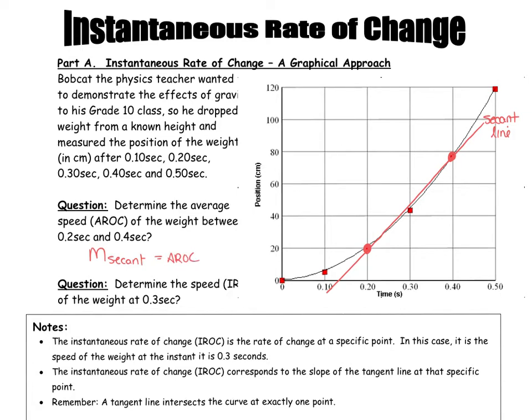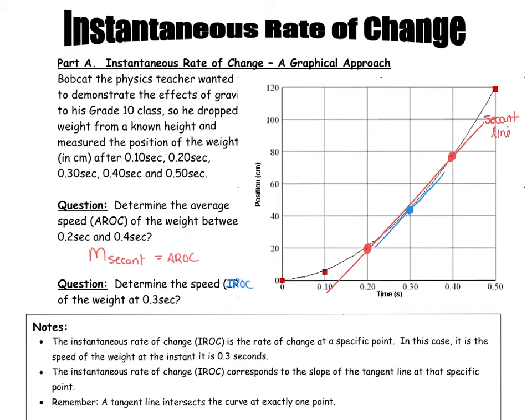Okay, so now the new question is, what if I asked you to determine the speed just at 0.3 seconds? Okay, so just at 0.3 seconds, that is called the instantaneous rate of change, right? The rate of change at one specific point, okay? And there, what we would draw is what's called a tangent line. So we would draw a line that only touches the curve at that one spot. And it's very hard to do that accurately using a graph. Sorry, again, that needs to be a straight line, but you get the idea.